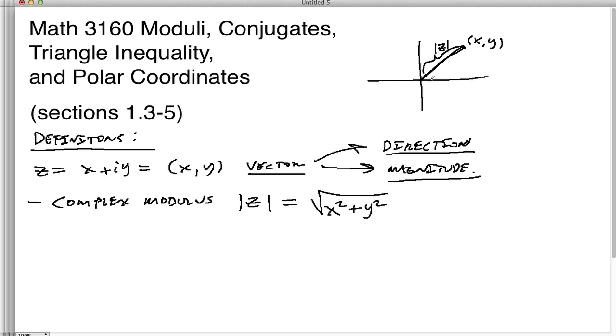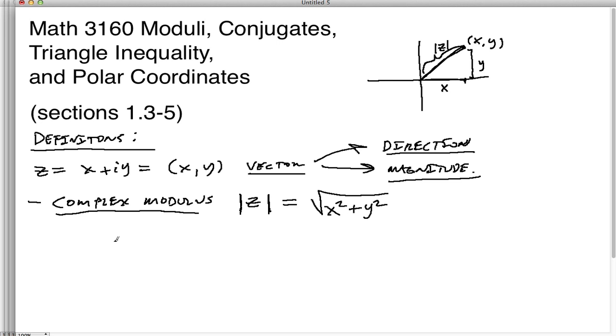Very straightforward. It's just like what you would do anytime you're finding the length of something in a plane. You just use the Pythagorean theorem essentially. So that's the complex modulus, and that's pretty straightforward to use. Anytime we see this absolute value symbol, what we really mean is the length of the vector in the complex plane. So that's our first definition.